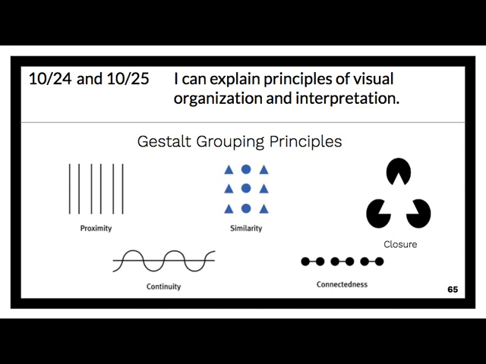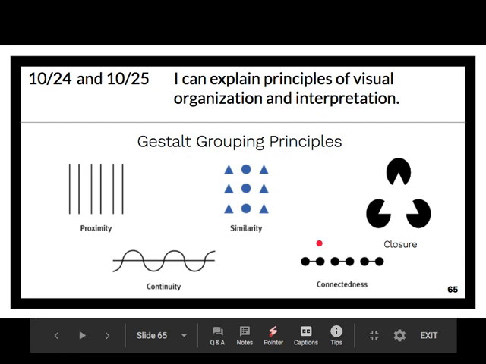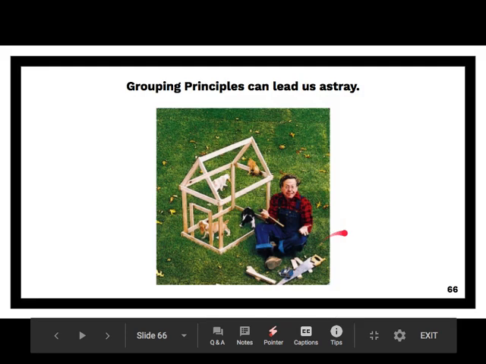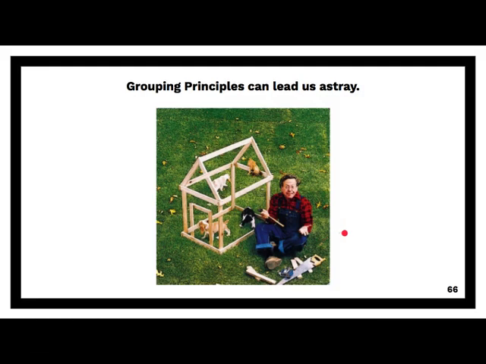So let's take a look at this next picture, and I want you to talk at your tables about different grouping principles that you see, and then I'm going to randomly call on you. So make sure you have a grouping principle. So in this picture, again, I'm off. Grouping principles can lead us astray. So what's going on in this picture?